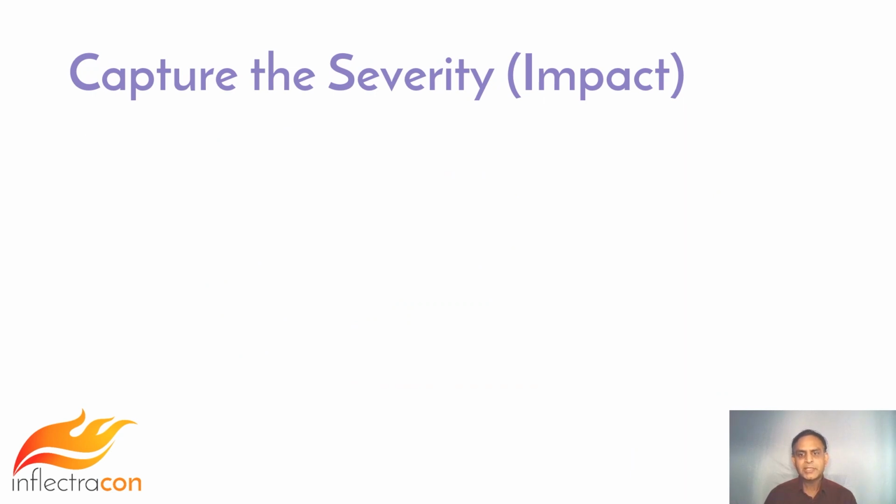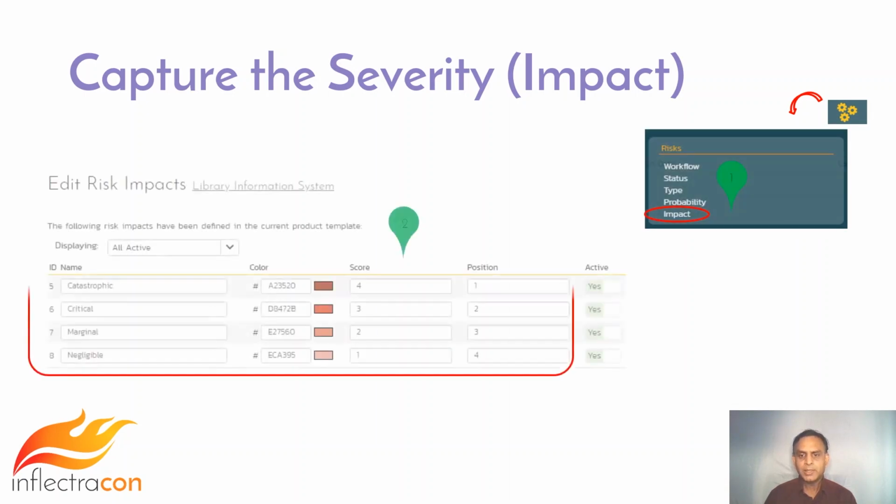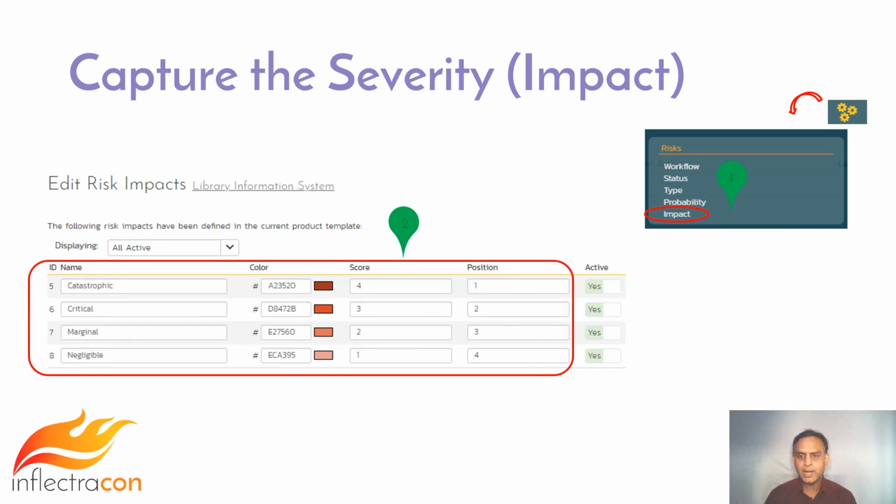Impact represents the severity of the risk when it materializes. To capture such impact, first access the admin panel. Then click on the impact in the risk section. Then enter the severity of impact and the hexadecimal color code.